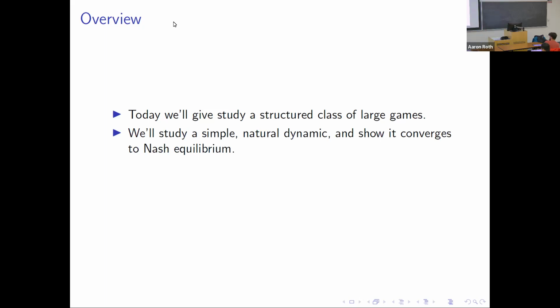And there's all sorts of problems with large games. First, how do you even express them? We're going to have to think about how to express them in a concise way, even to think about them, and that's going to require structure.